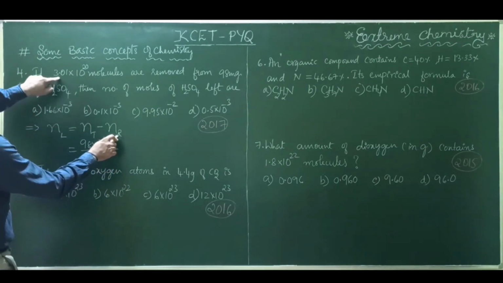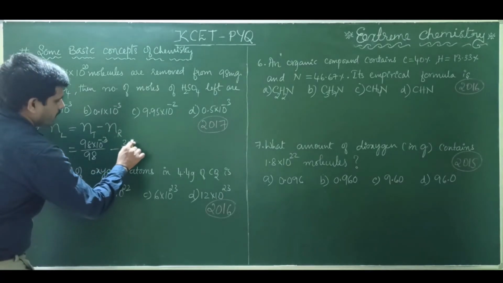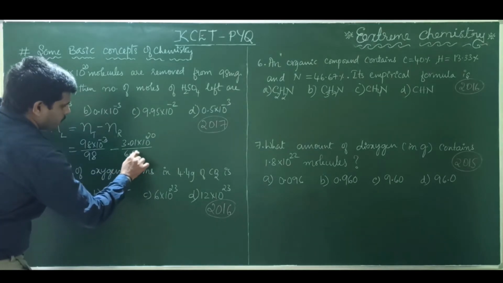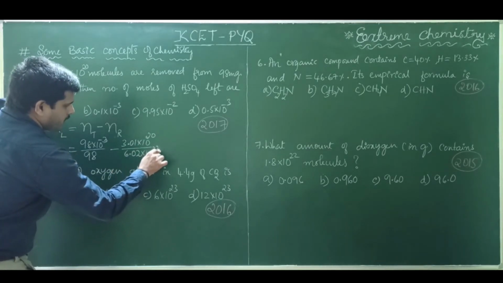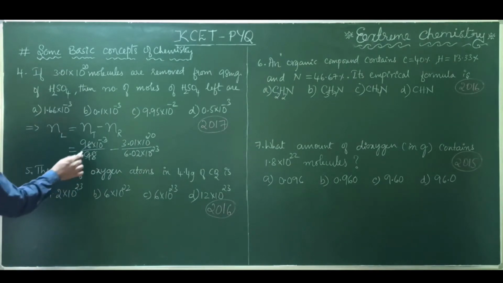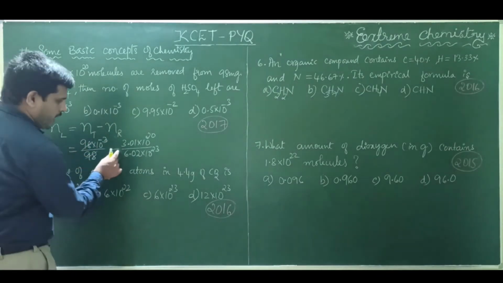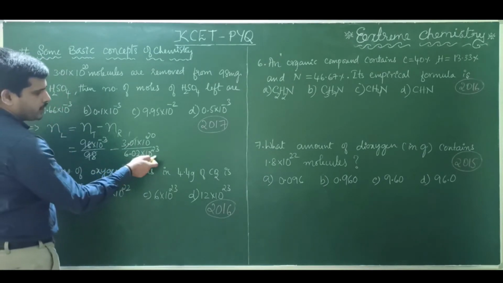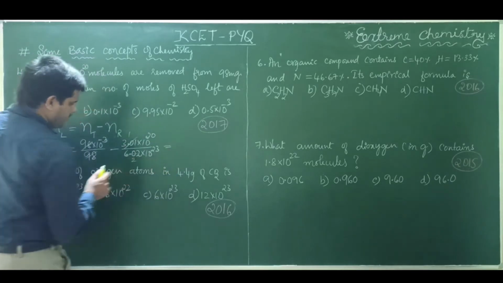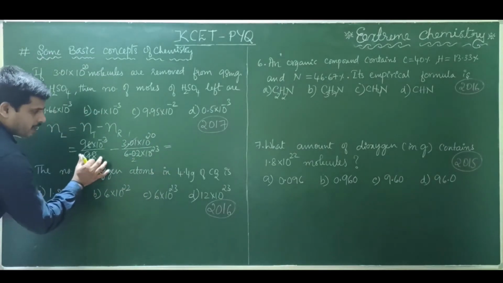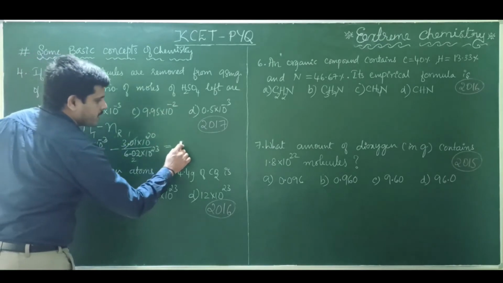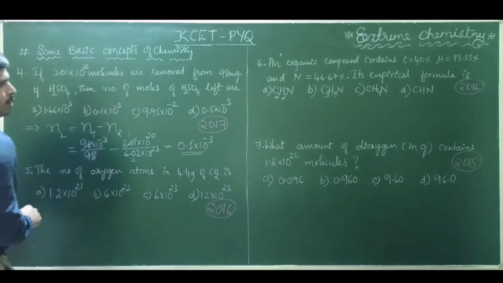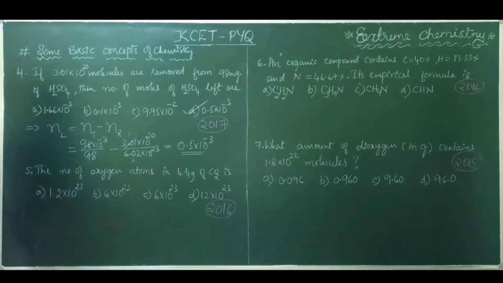Right, how many moles are removed? 3 into 10 to the power 20 divided by Avogadro number 6.02 into 10 to the power 23. Now 98 gets cancelled, so it is 1 into 10 to the power minus 3, minus 3 ones are 3, 3 twos are 0.5, so 1 by 2 is 0.5 into 10 to the power minus 3. Are you getting this, students? So it is 10 to the power minus 3 minus 0.5 into 10 to the power minus 3. So remaining is 0.5 into 10 to the power minus 3. So which is that option? Exactly, option D is your choice.